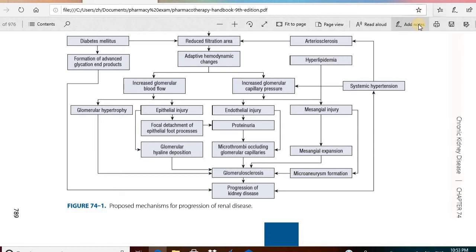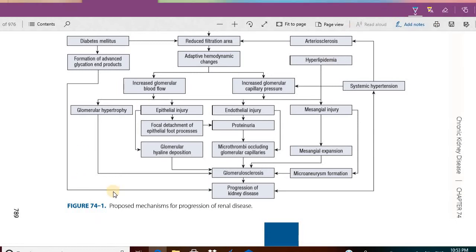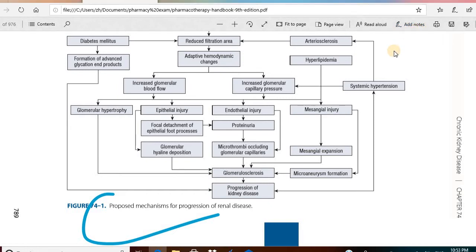This is the proposed mechanism of progression of the renal disease. Okay. How renal disease becomes a cause of kidney damage, meaning how renal diseases damage your whole kidney. This is the mechanism.